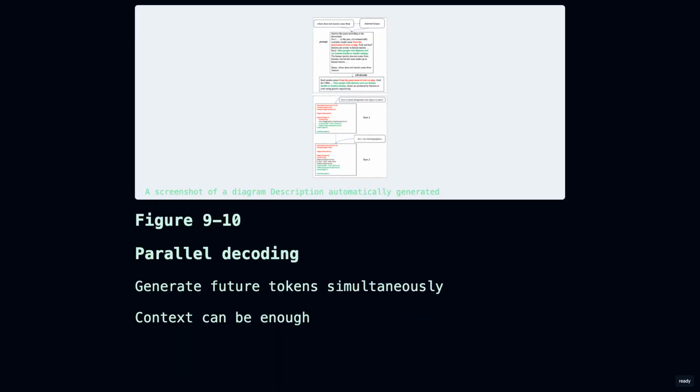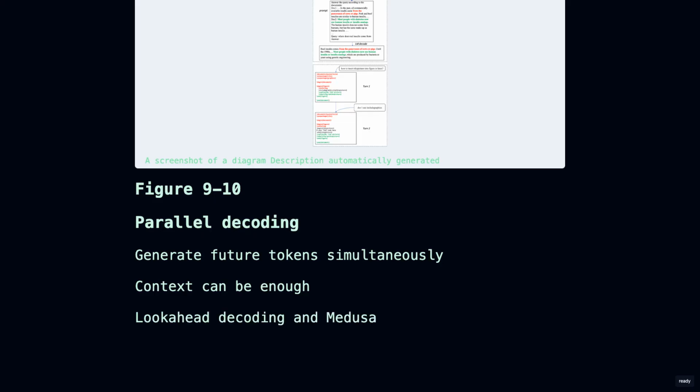This can work because the existing context often already constrains the next few words. Even without knowing one token exactly, the model may still be able to predict what comes after it. Some methods use the same decoder repeatedly, while others add extra prediction heads. Medusa is a good example. It freezes the base model and trains small heads to predict future positions.